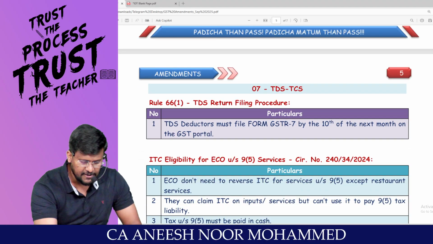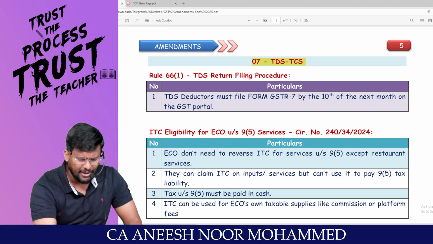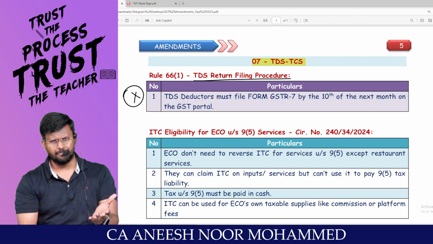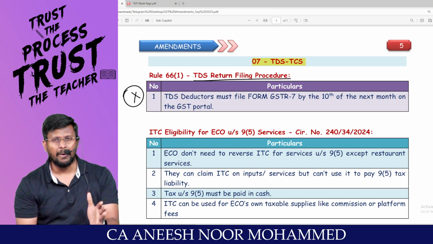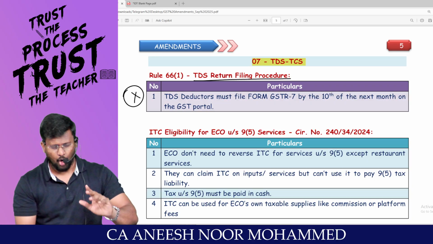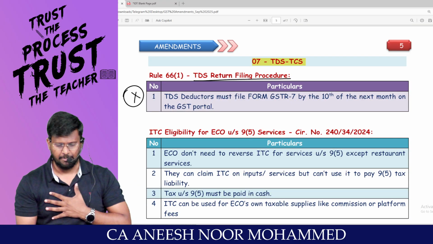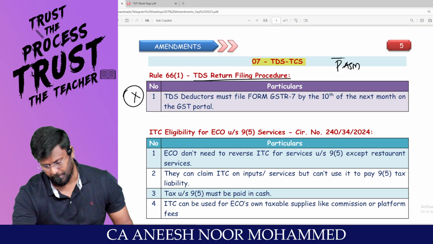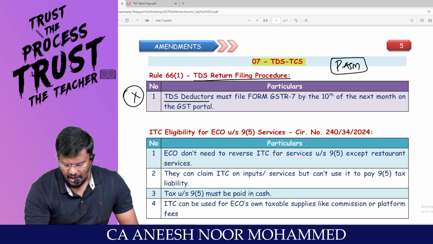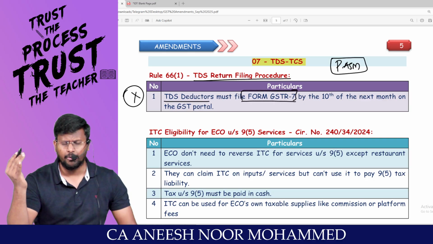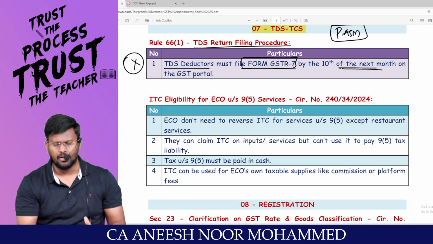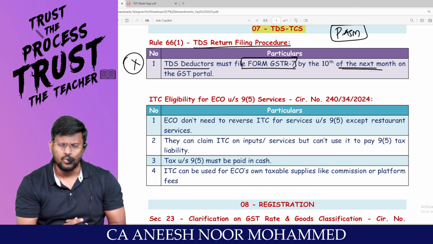Clear? TDS and TCS amendments. We are going to wind up the entire discussion. TDS return filing procedure. As we all know, the deductor, that is a department or establishment of the central government, local authority, governmental agency, or any notified person, these 4 persons are supposed to deduct TDS. Sir, the TDS deductor must file form GSTR 7, old provision, by the 10th of the next month on the GST portal. Again, old provision, my dear lovable students. What they are trying to say? Simple.